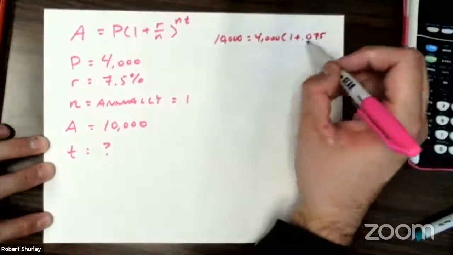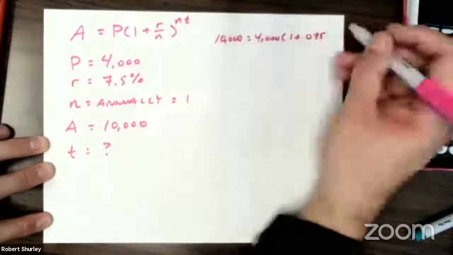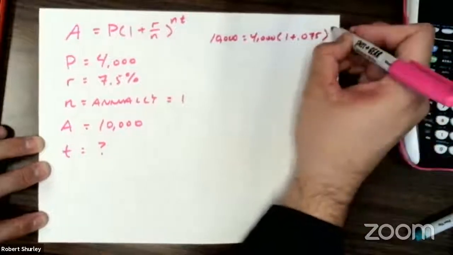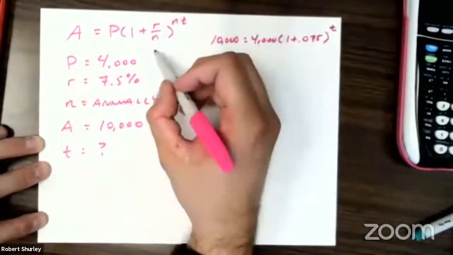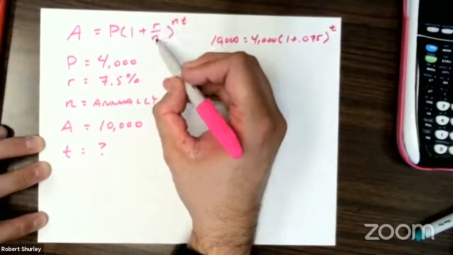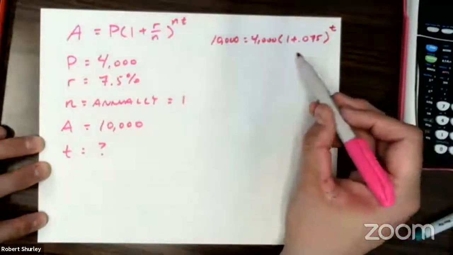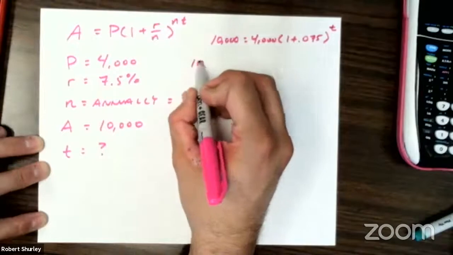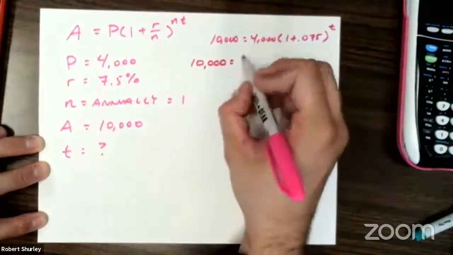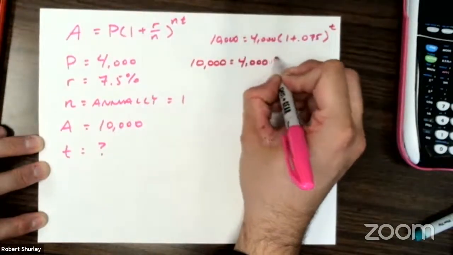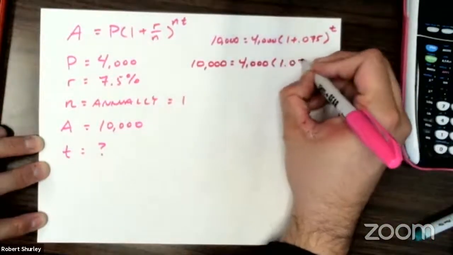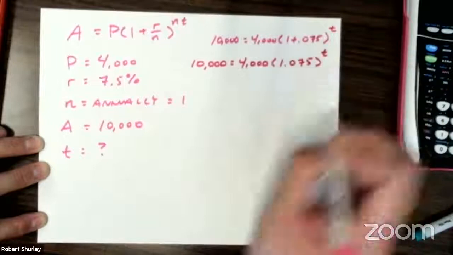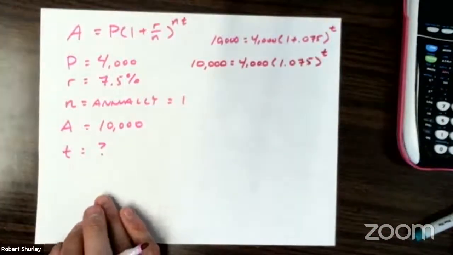Oh, I ran out of room. Now it's divided by 1. We don't have to worry about it if it's divided by 1. Raised to the 1 times t, so that's just t, okay? Because n is 1, we don't have to worry about dividing by 1 or multiplying by 1. So let's write this out and simplify it a little bit. 10,000 equals 4,000 times 1 plus 0.075, which is just 1.075 raised to the t power.